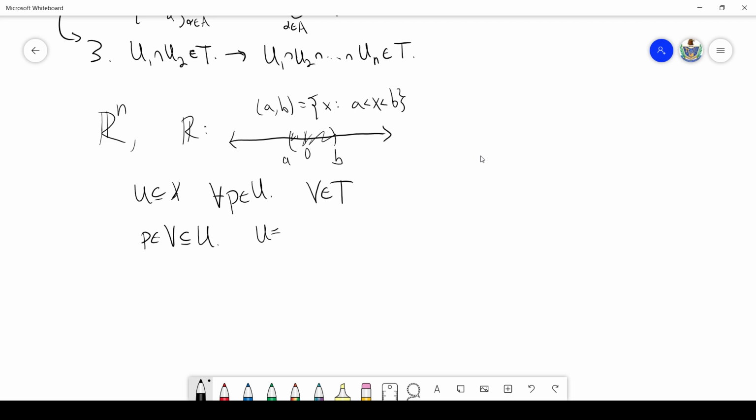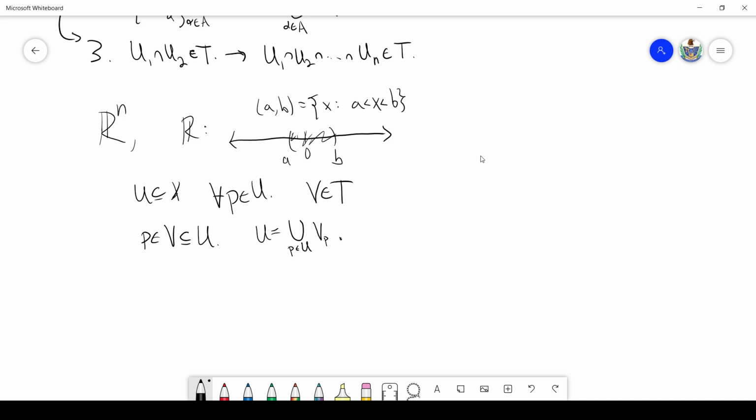Formally, this is because we can express U as a union over all of its elements of these sets V, and you can use an argument to show that these two sets are going to be equal.